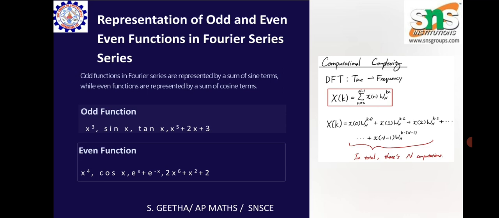Representation of odd and even functions in Fourier series. Odd functions in Fourier series are represented by a sum of sine terms, while even functions are represented by a sum of cosine terms. Examples for odd functions are x cube, sin x, tan x, x power 5 plus 2x plus 3. Examples for even functions are x power 4, cos x, e power x plus e power minus x, and 2x power 6 plus x square plus 2.